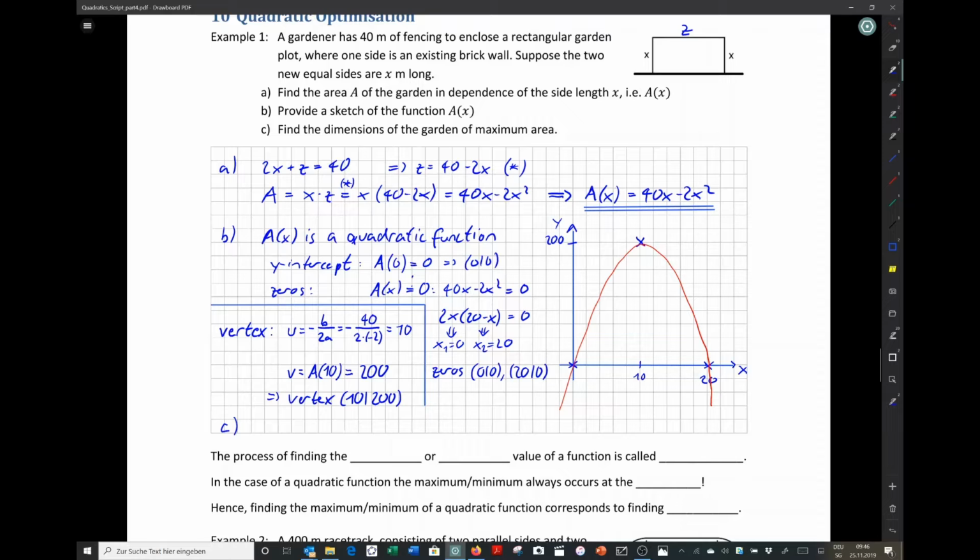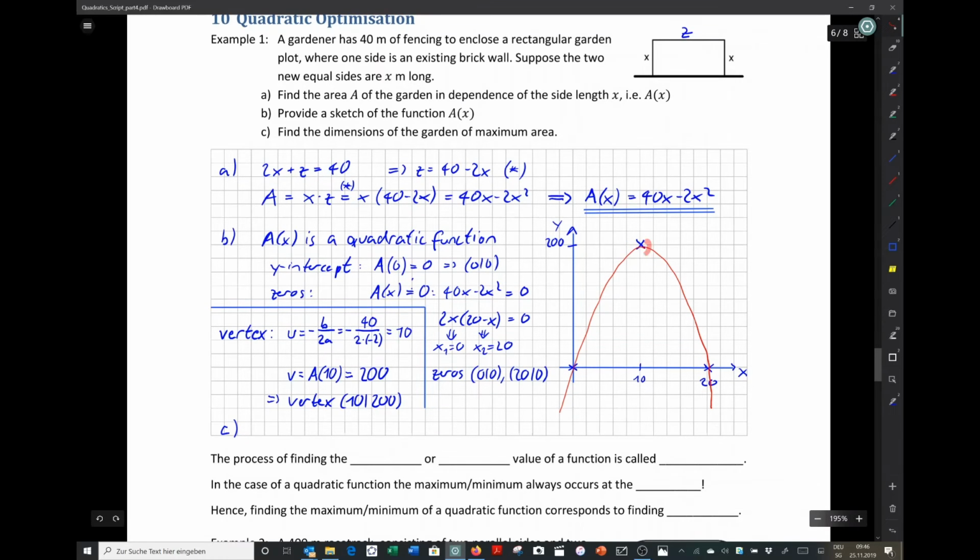And since our function A of x tells us the area of this garden plot depending on the choice of x, we know, oh, we have to choose now x such that we get the maximum for A of x, which we said is up here. So the maximum area is 200 square meters, and it is obtained for x being 10, so using the vertex. The length z is then 40 minus 2x, so we get for z 20 meters, and as we said, the maximum area is then 200 square meters. So we have finished this example.